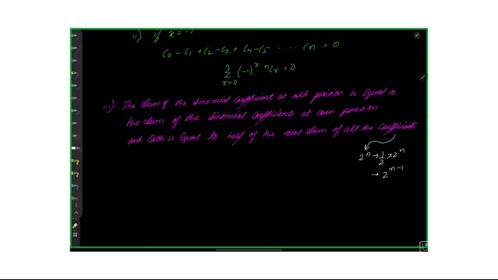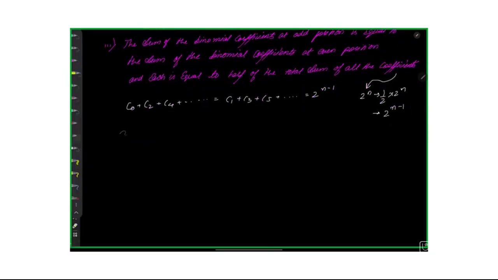So I'm saying the sum of the binomial coefficients at odd positions is equal to the sum of binomial coefficients at even positions. That is C0 plus C2 plus C4 plus dot dot dot equals C1 plus C3 plus C5 plus dot dot dot equals 2 to the power n minus 1. I can prove all of it, but in a private class, because here I have a time constraint. Next property: nCr plus nCr minus 1 equals n plus 1 Cr. Again, we can prove this, but you have to personally contact me, where I would have enough time to teach you.